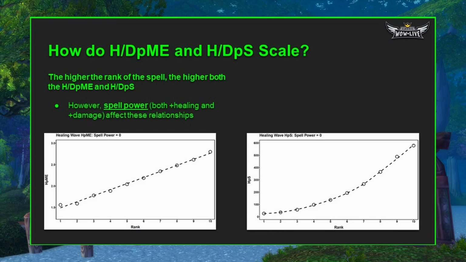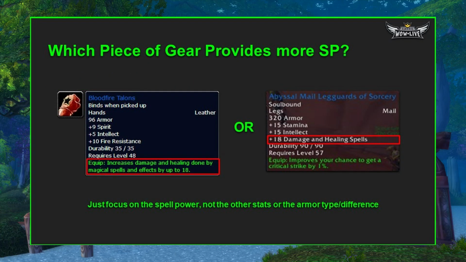But remember, this is at 0 spell power, and spell power significantly alters these relationships, especially for HPME and DPME. Before we get into how those relationships are affected, we need to talk about spell power and spell coefficients. Here you see two different pieces of gear, the Bloodfire Talons and the Abyssal Mail Guards of Sorcery. In the green text in the Bloodfire Talons, you'll see increases damage and healing done by magical spells and effects by up to 18. In the Abyssal Mail Guards, in the white text below Intellect, you'll see plus 18 damage and healing spells. Now just focus on the spell power and not the other stats or the armor type and difference.